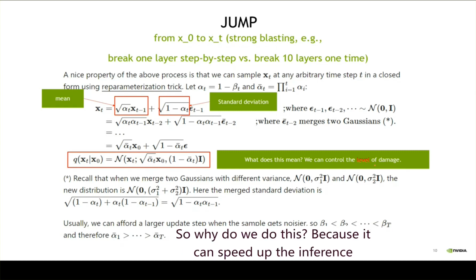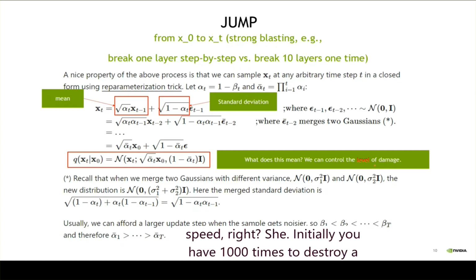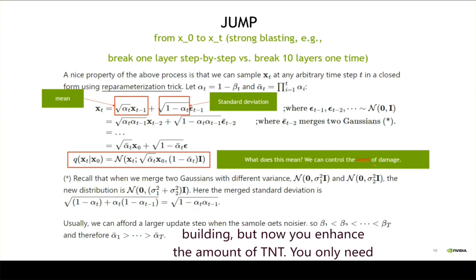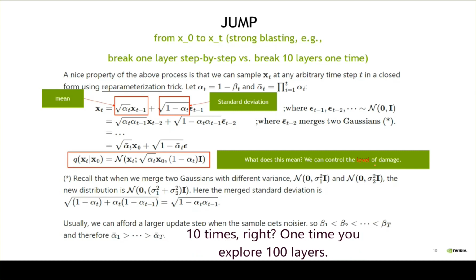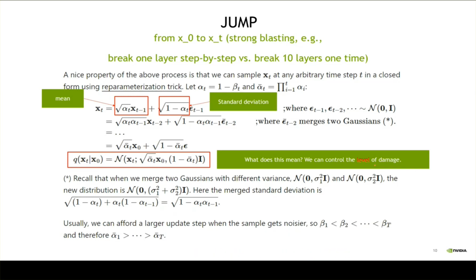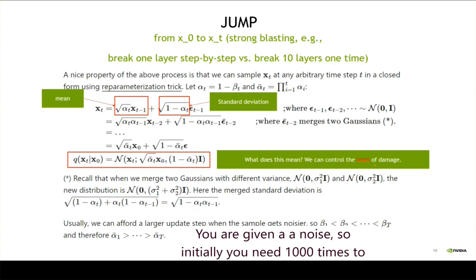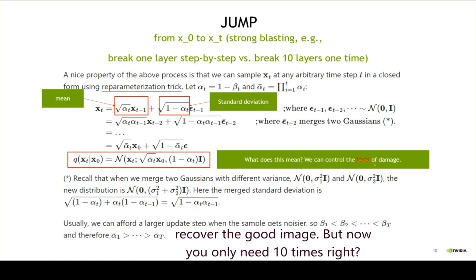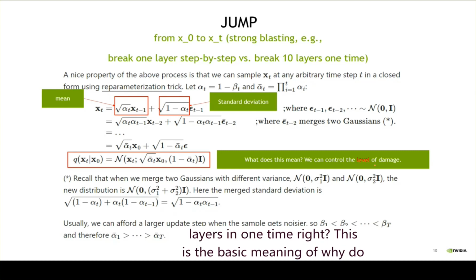So why do we do this? Because it can speed up the inference speed. Initially you have 1,000 steps to destroy a building, but now you enhance the amount of TNT, you only need 10 steps. One time you explode 100 layers. The same thing happens when you do the inference. You are given a noise. Initially you need 1,000 steps to recover the good image, but now you only need 10, because every time you recover, you are building 100 layers at one time. This is the basic meaning of why we do the jump.